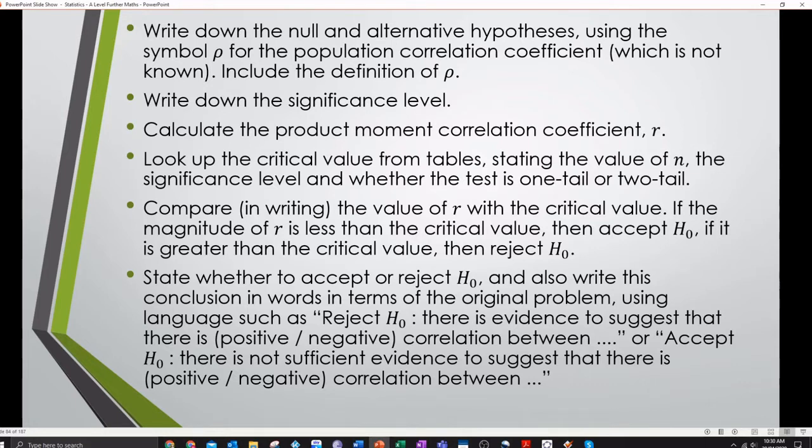Okay, we're just comparing the magnitude, so the modulus of r. So if we get a negative value of r, we're still comparing the positive version of it to the critical value. If it's greater than the critical value, then reject H0. Then we need some summative statements. So there is sufficient evidence to suggest, and so on. Always make sure it is in context. So I'm going to do a quick example now.